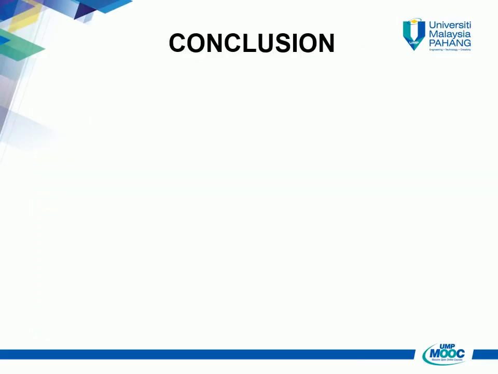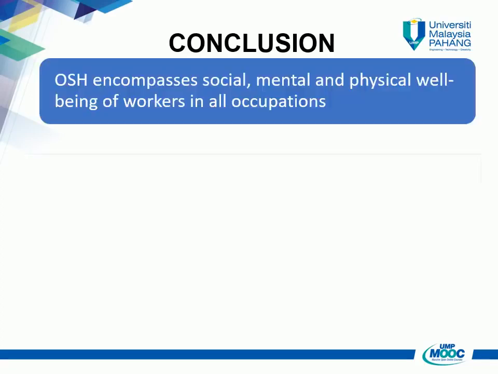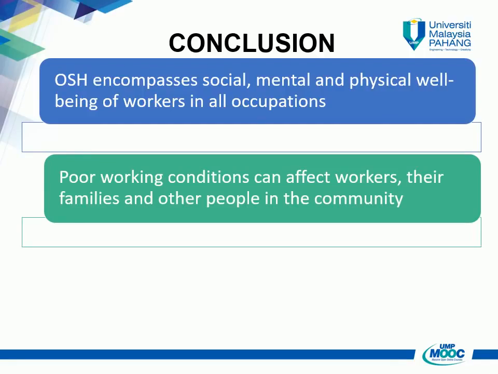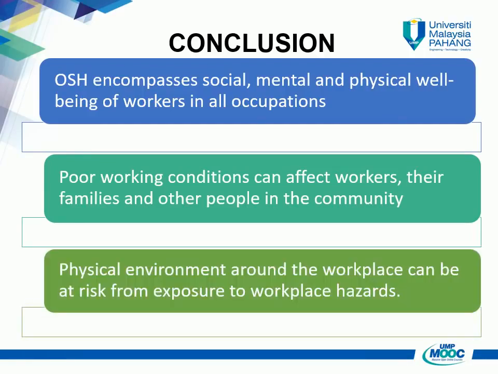As a conclusion for this lesson, let us recap the important points. First, occupational safety and health encompasses the social, mental, and physical well-being of workers in all occupations. Second, poor working conditions can affect workers, their families, other people in the community, and the physical environment around the workplace. All can be at risk from exposure to workplace hazards.